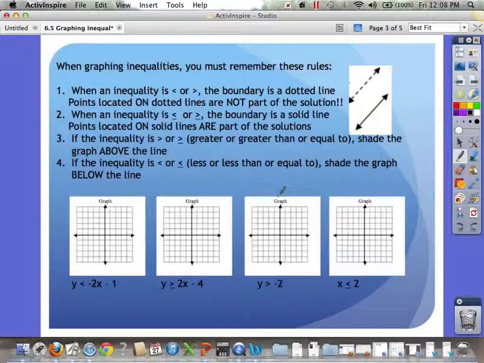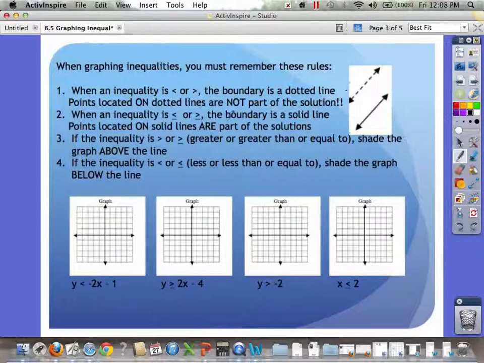All right, so when we're graphing inequalities, there are certain rules. When an inequality is a less than or greater than without the line underneath it, the boundary is a dotted line, like this one right here. So it will not be solid. It makes a big difference. It will be wrong because what that means is it does not include the points on that line. It includes points maybe above or below, but none of them on that line are going to be any of your solutions. Points located on dotted lines, again, are not part of the solution. So if it does not have a line underneath it, it's dotted.